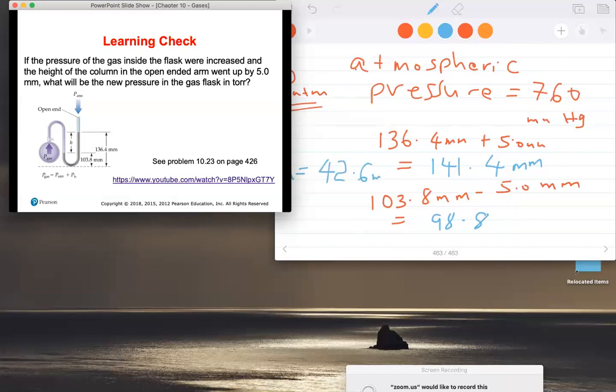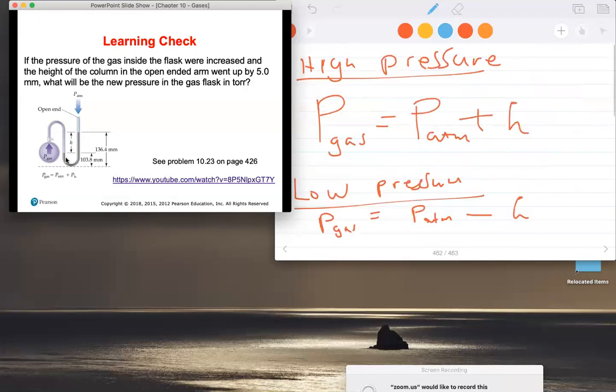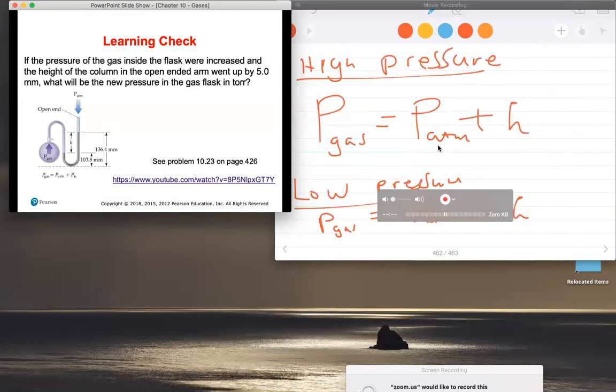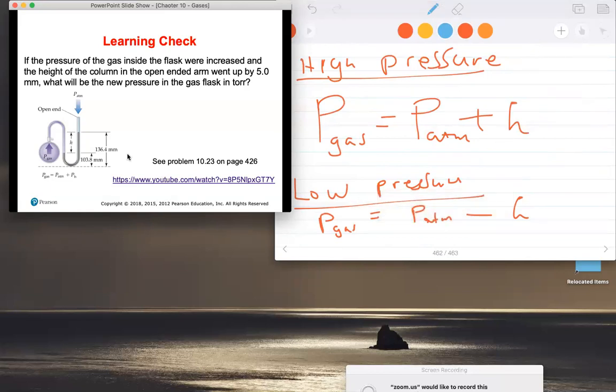42.6 millimeter. And since the pressure is increasing, you have to understand here that for high pressure, you add the height. For low pressure, you subtract the height. So the key here is find the value for H first, and if the pressure is low, you subtract. If the pressure is high, you add the value to the atmospheric pressure you will be given.